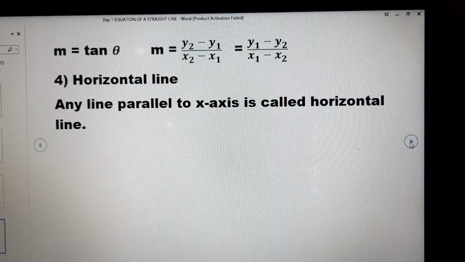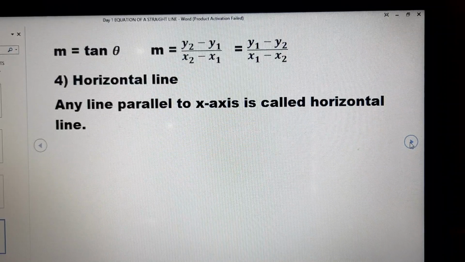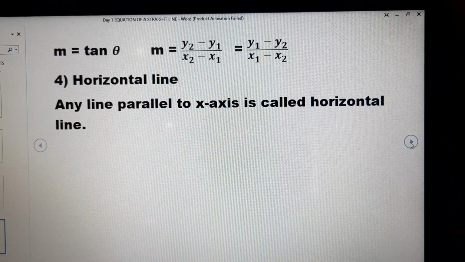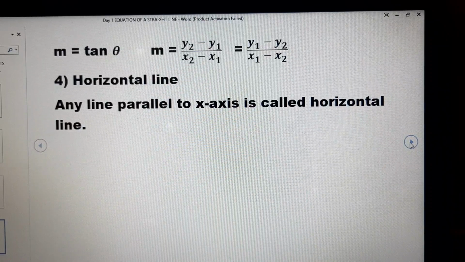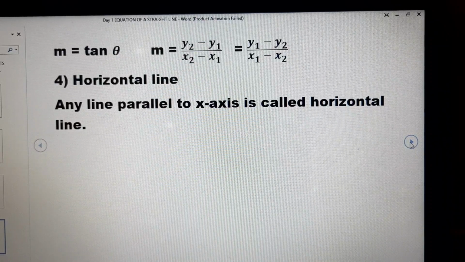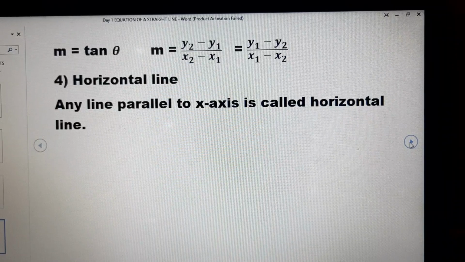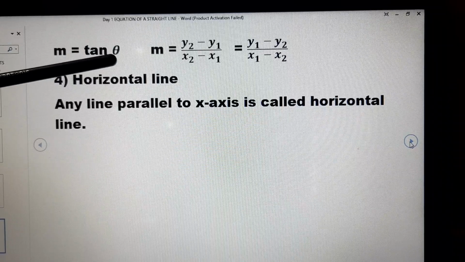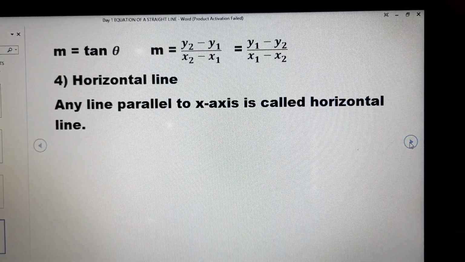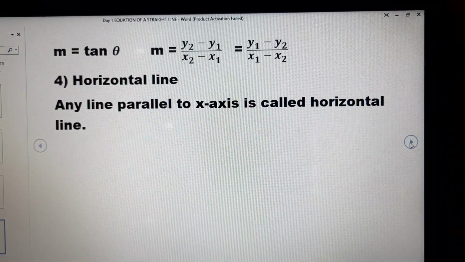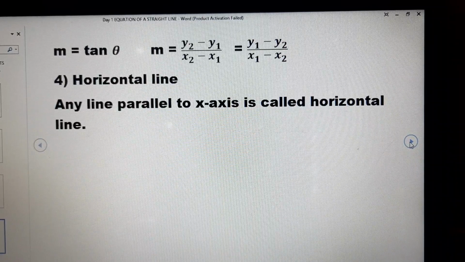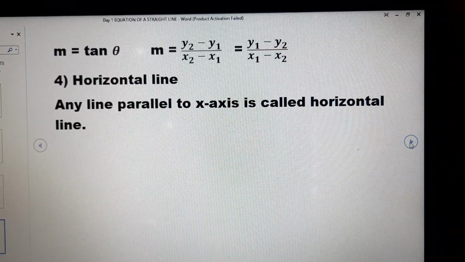Clear? Okay. There is one more formula. You can calculate the slope of a straight line if the angle of inclination, theta, is known. Then we can use the formula m is equal to tan theta. Clear? Then slope can be calculated by this formula also. m is equal to tan theta, where theta is the angle of inclination.